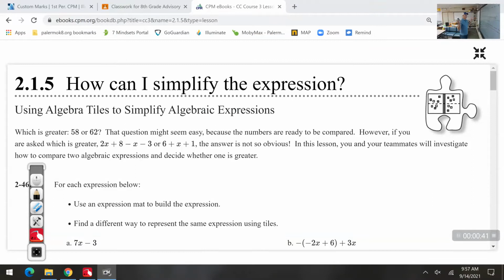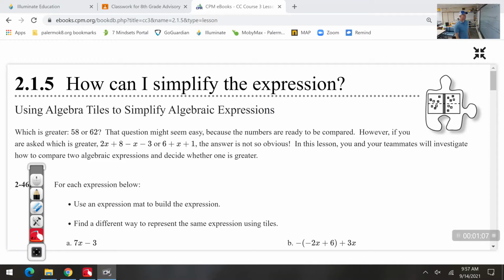Here we go. Which is greater, 58 or 62? No biggie, Mr. McCoy. 62 is obviously bigger. That question might seem easy because the numbers are ready to be compared. However, if you are asked which is greater, 2x plus 8 minus x minus 3 or 6 plus x plus 1, the answer is not so obvious.